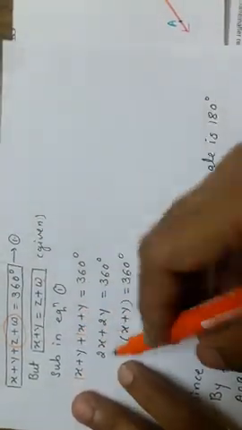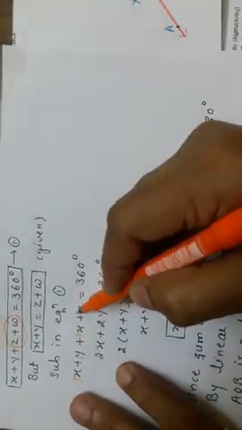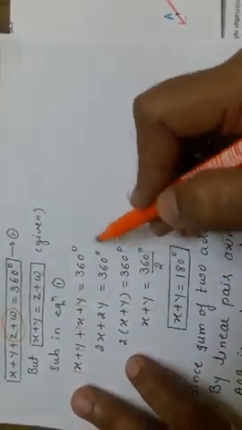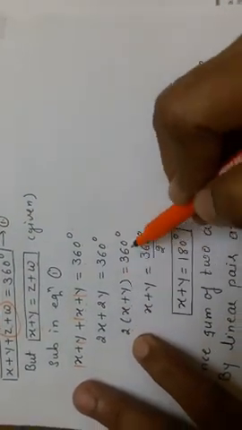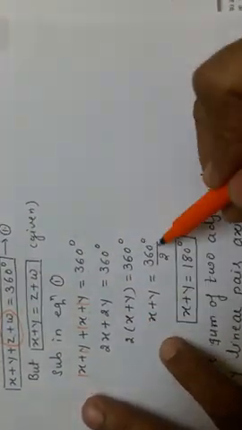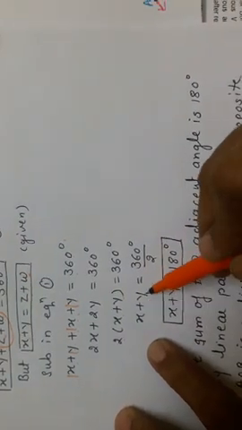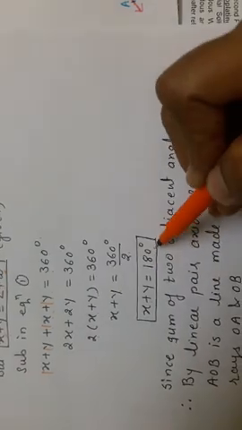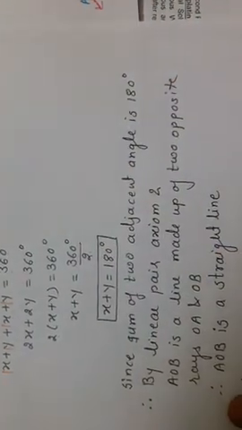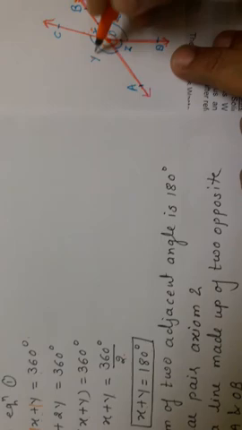1x plus 1x, 2x, 1y plus 1y, 2y is equal to 360 degrees. 2 is common from here: 2 times x plus y is equal to 360 degrees. This 2 I will shift here. I will get x plus y is equal to 360 degrees divided by 2, means x plus y is equal to 180 degrees. Since here we got the sum of these two angles is equal to 180 degrees, and they are adjacent angles.